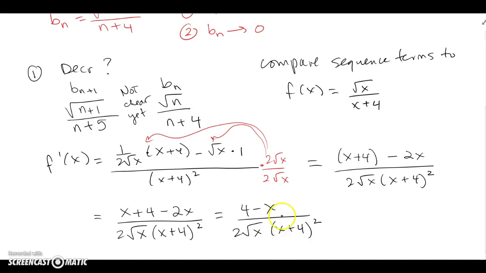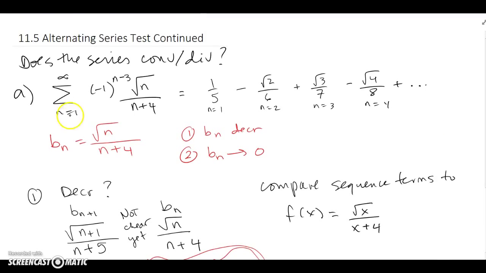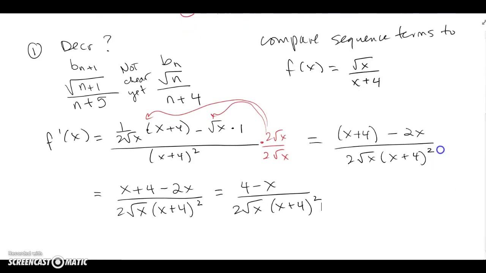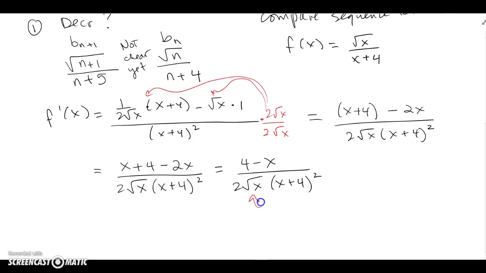And we want to show that this will be decreasing after some certain point. We know that we're looking at n being 1 and on, positive, so x all positive, which means this piece will be positive.